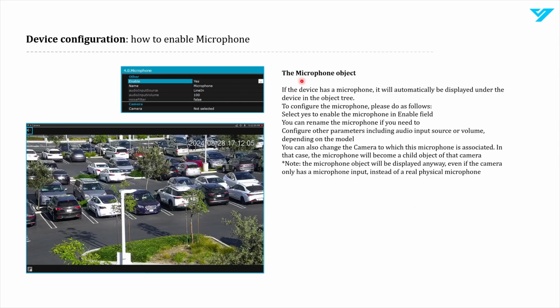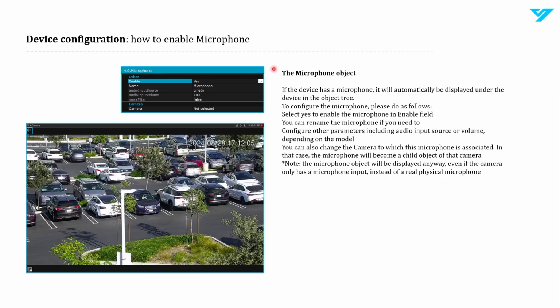The first one I'm going to show you is the microphone object. If the device has a microphone, it will automatically be displayed under the device in the object tree. To configure the microphone, please do as follows. The first thing you have to do is to select Yes for enable. I think by default it is not enabled.